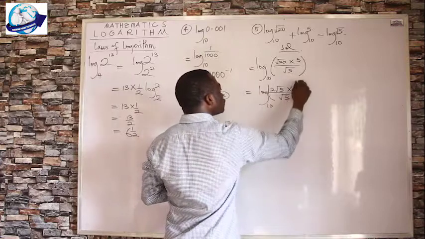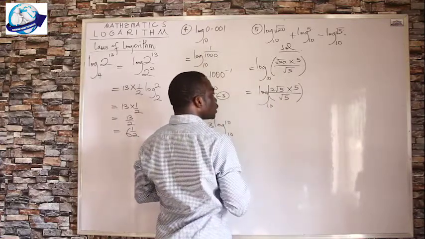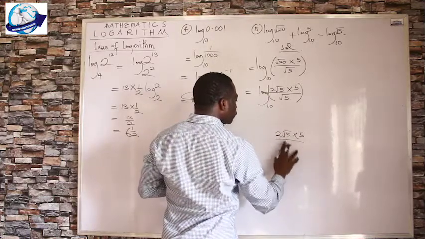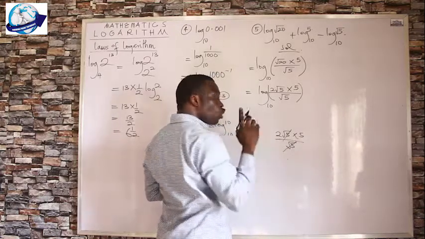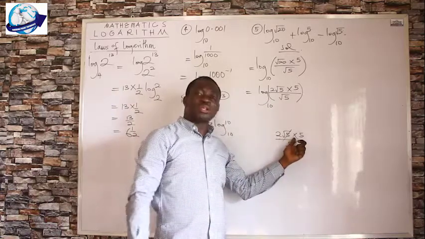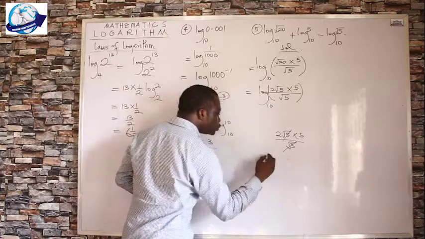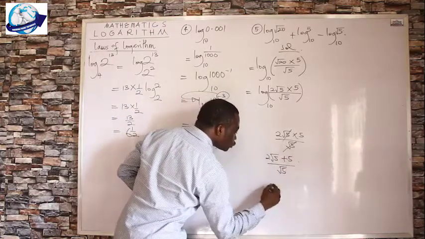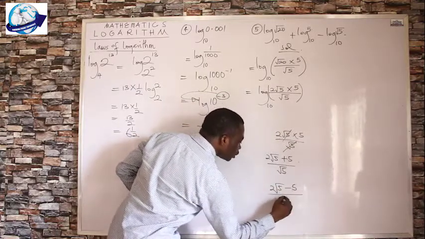Let's go with the brackets still. The next thing to do, you understand something now? Let me bring it up. 2 root 5 times 5 over root 5. I will cancel out. I have the freedom to do that, but on one condition, because I have a multiplication sign here. It is completely wrong in mathematics for you to do this: 2 root 5 plus 5 over root 5, or 2 root 5 minus 5 over root 5.